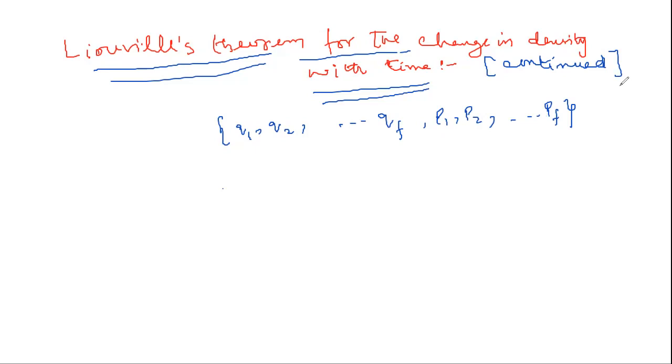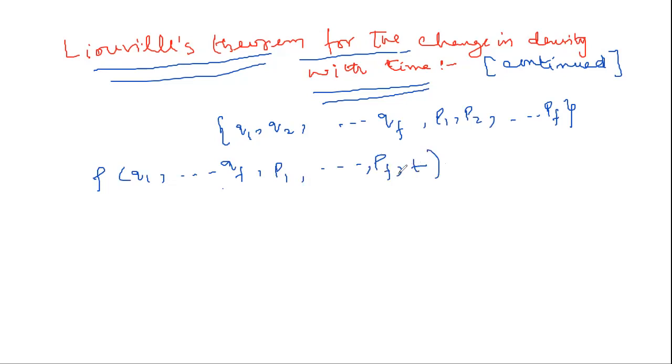Then we said and discussed that in the statistical ensemble of such systems, there will be a density function which will specify the condition of the ensemble as a whole in phase space. That density function we denoted by rho, and that density function is a function of all q's up to qf, all p's up to pf, and in general time also.